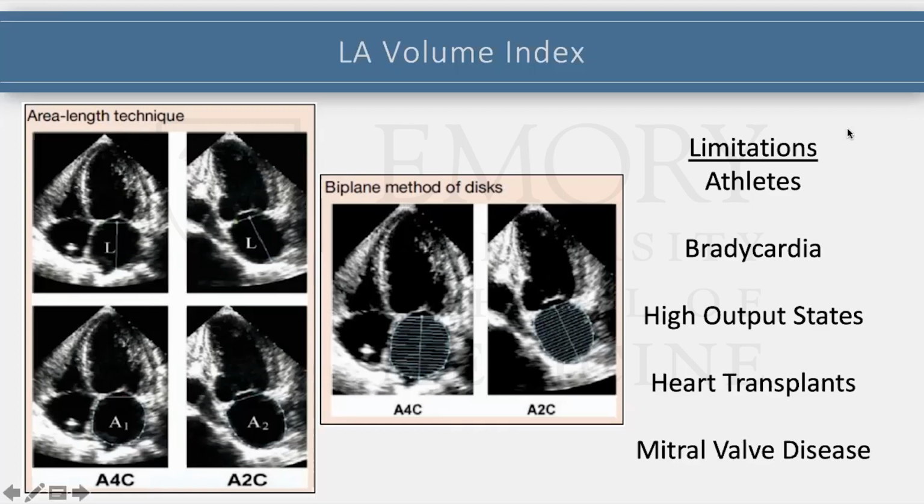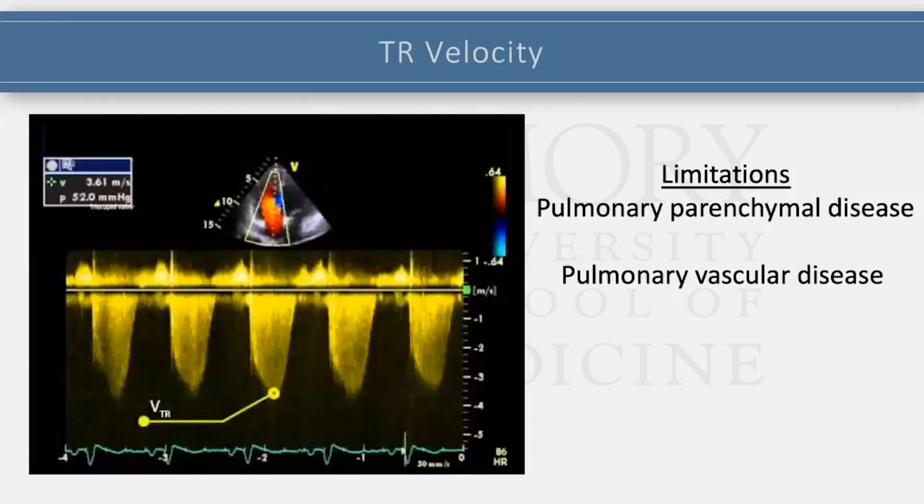Athletes, patients who are chronically bradycardic, high output states, like our sickle cell patients or anemic patients, certainly heart transplant patients and patients with mitral valve disease, we may be looking at a large left atrium, but not at all related to diastolic function.